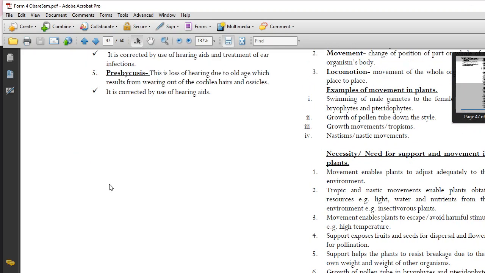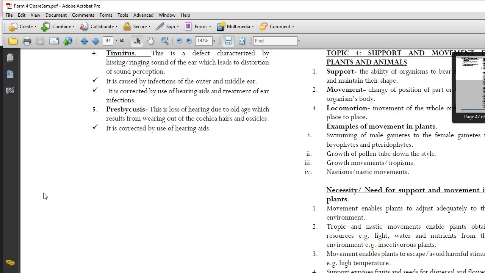Now, I started by saying that in our meeting, we agreed we are supposed to continue with the topic support and movement. Now, this topic, like I've said, many times, a number of students will look at it as complicated, but it's not at all. You must begin by breaking it down into components. The first component that you will need to understand is, why do we need support? What is the necessity for support and movement in animals and in plants?